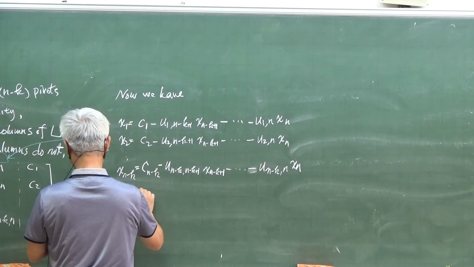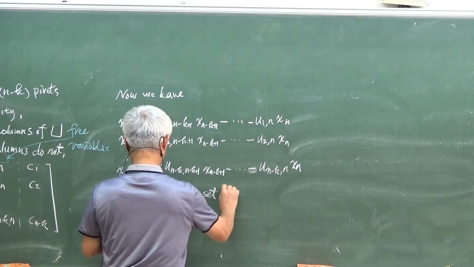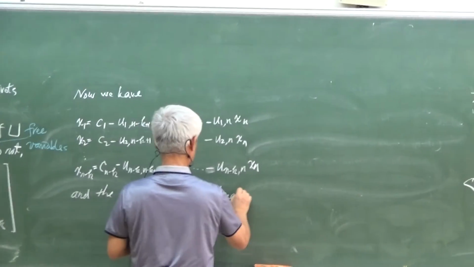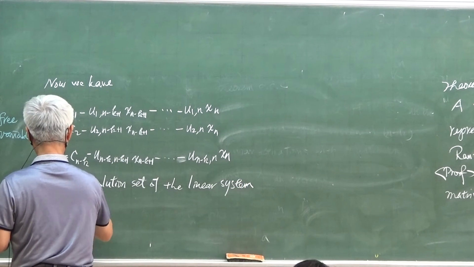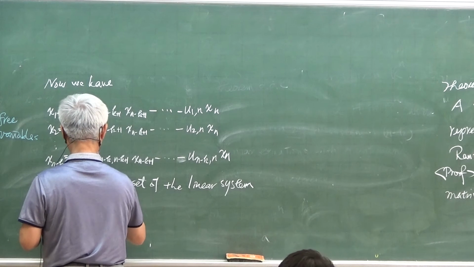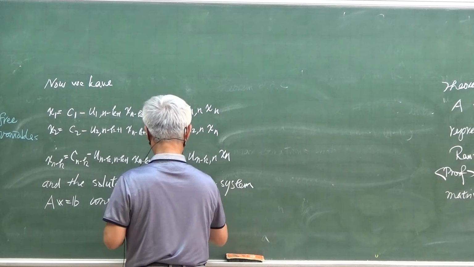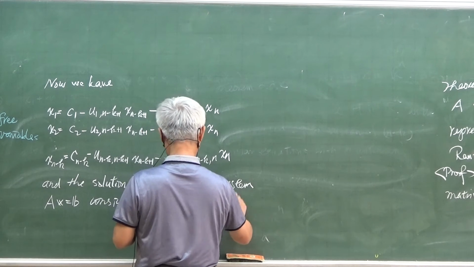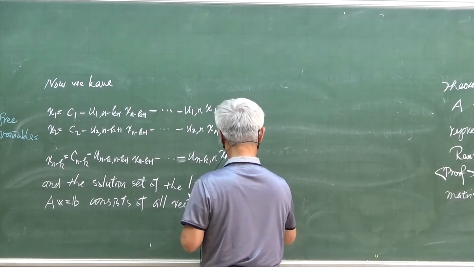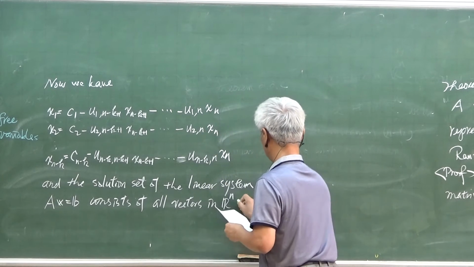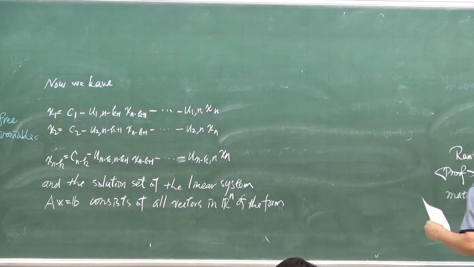Alright, so the solution set of the linear system Ax equal to b consists of all vectors in Rn of the form, okay, so let me write down the form here.